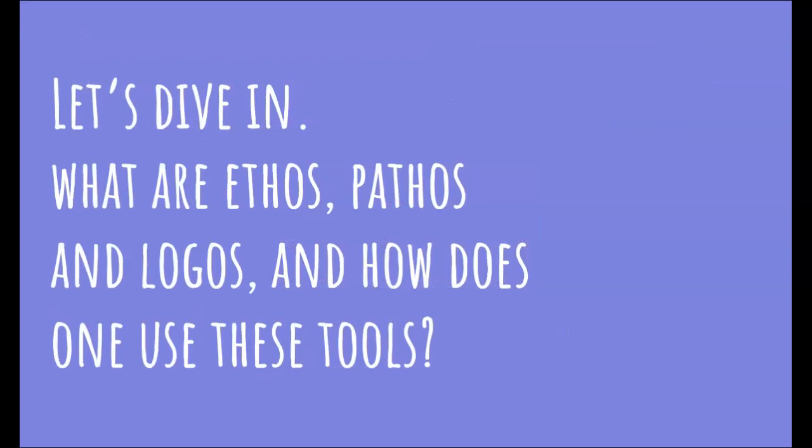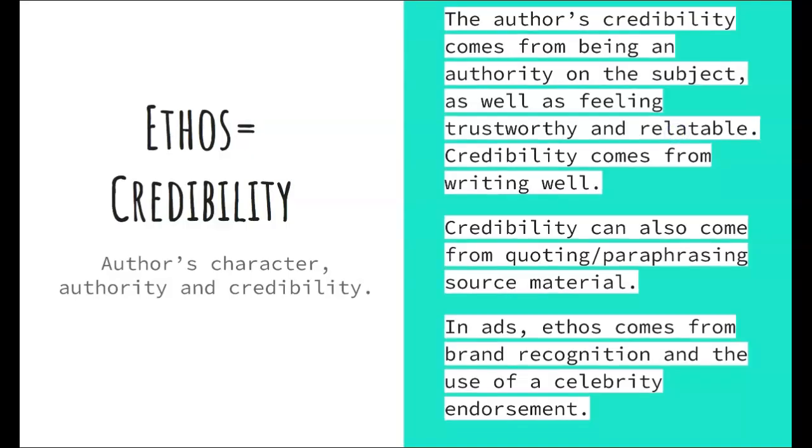So let's dive in. What are ethos, pathos, and logos, and how does one use these tools? Let's begin with ethos. Ethos, the Greek word ethos, means credibility. And when we say ethos, we're talking about the author's character, authority, and credibility.